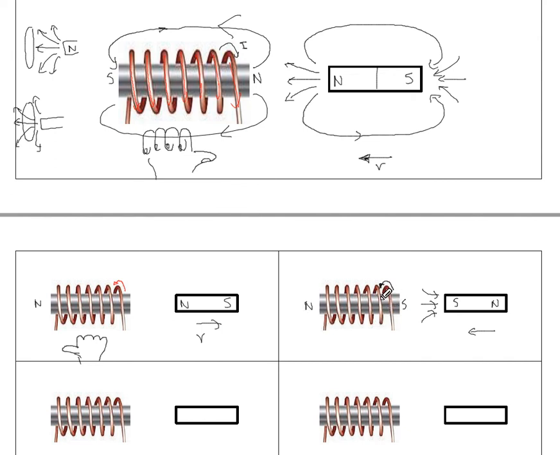And we're going to get a right hand. We're talking about conventional current, the flow of positive stuff. So again, in reality, the electron flows in the opposite direction, but again, as long as you stay consistent.